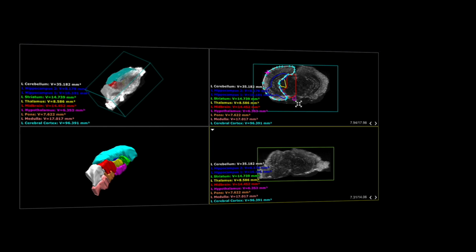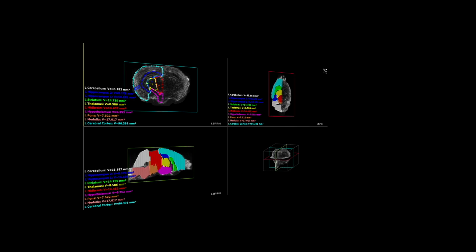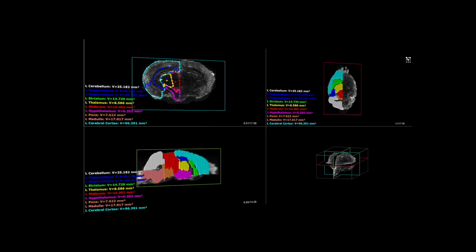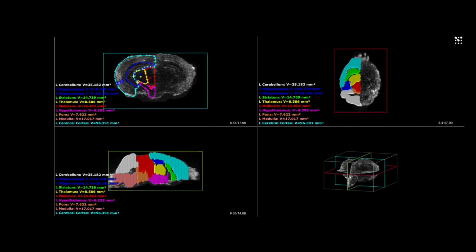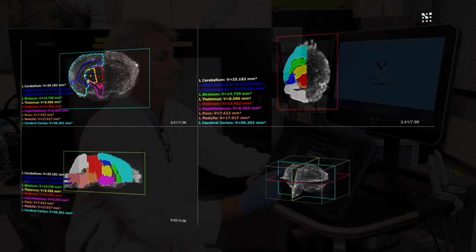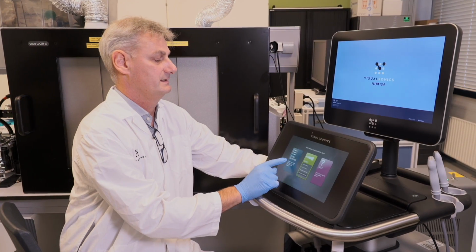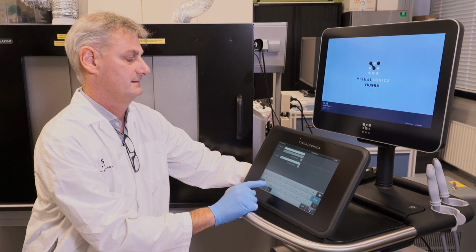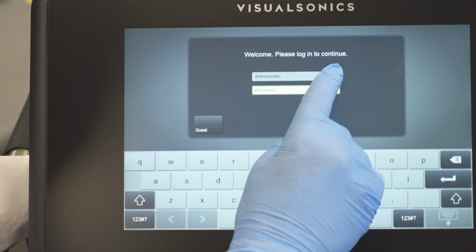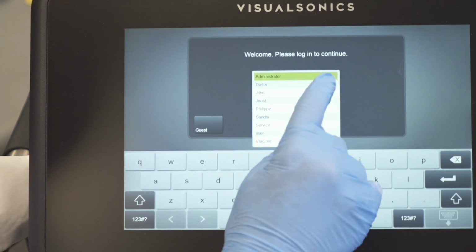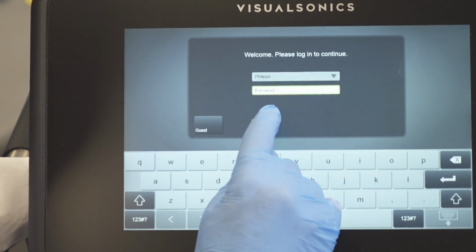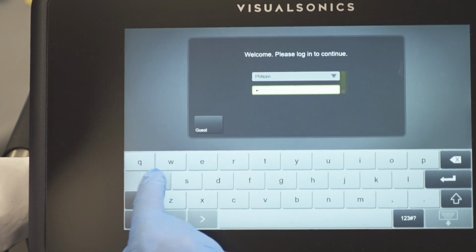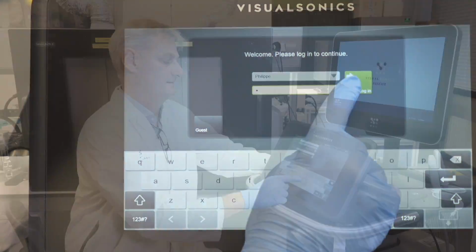For improved workflows, we have also incorporated a neuroanatomical reference into our Vevo Lab software. This brain atlas ensures that you know which area of the brain is generating the signal. The touchscreen user-friendly interface makes it very easy and intuitive to navigate through the system. It's just like using your smartphone. On startup, you can customize the software interface. Each user can have their own account with their personal settings.